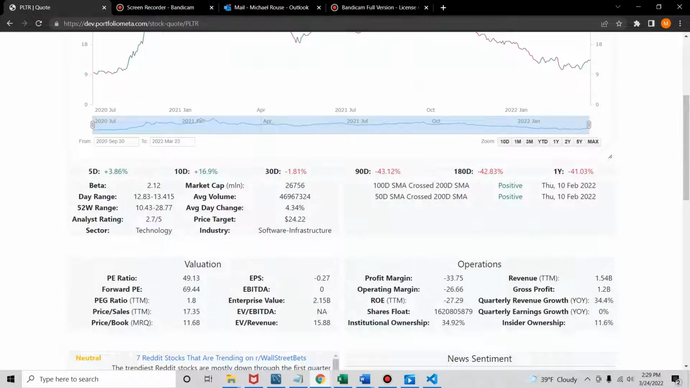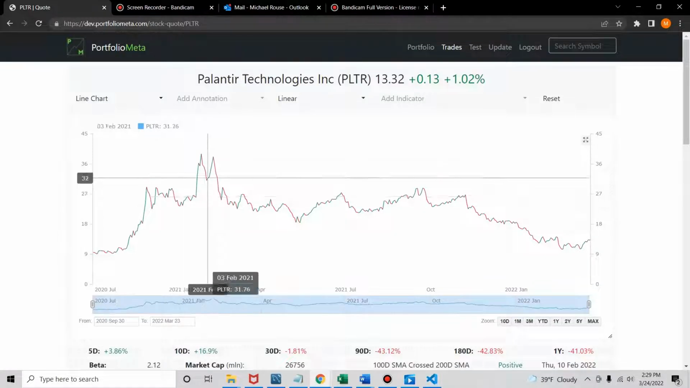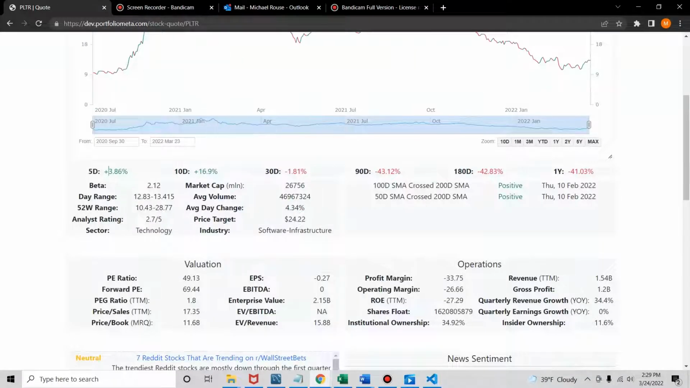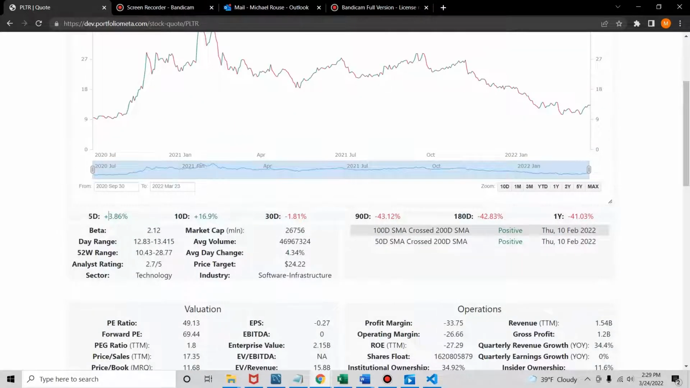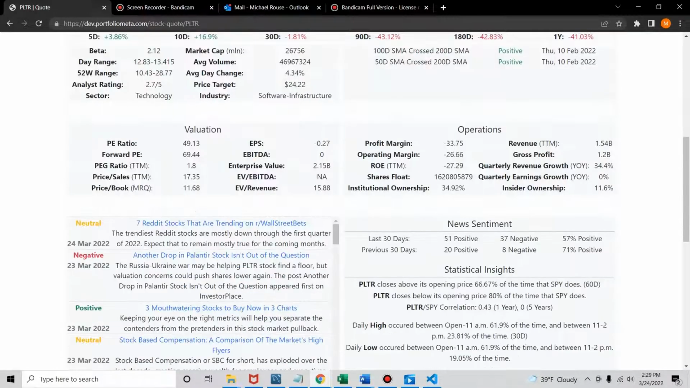All right, so right here is a quick summary of the stock price, how it's been doing in the last 5, 10, 30, 90, 180, and 1 year period. So you can see it all at a glance. You don't need to mess around with the chart or anything. And right here are the summary stats for it: beta, day range, 52-week range, industry, things like that, analyst rating. And over here, it shows you recent technical indicator events for that stock. So across the 100-day simple moving average, across the 200-day, about a month ago.